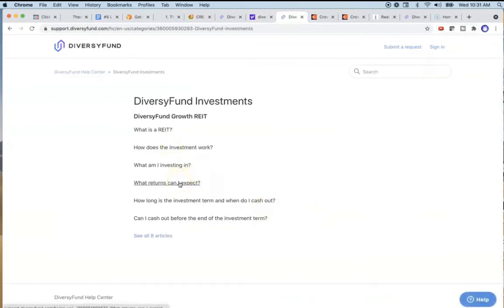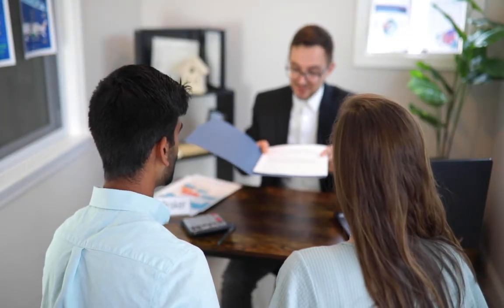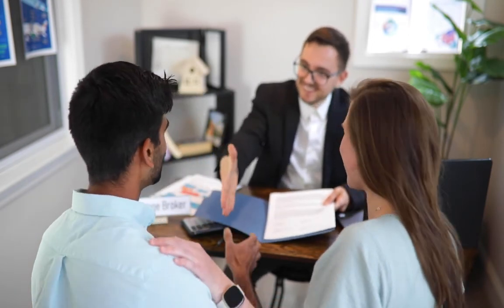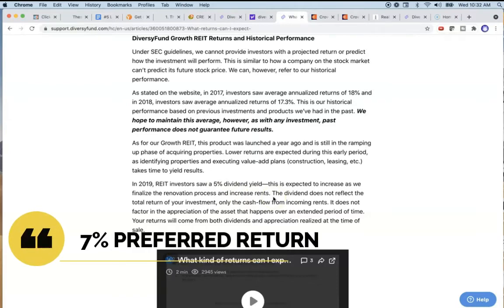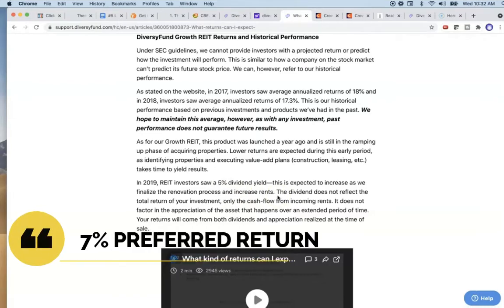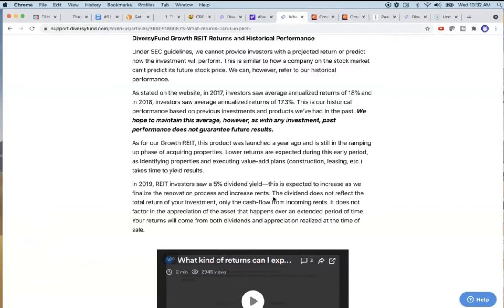What kind of returns can I expect? Well, there are two types of returns: dividends, which you get paid every month or every quarter, and then appreciation, and that's more of your IRR return, which they can't promise anything, but historically it's about 17%, which is in line with the whole U.S. They also say they saw a 5% dividend yield this past year, 2019, when they first started the fund, and they're looking for a 7% preferred return. Doesn't mean you're going to get it, but they are going to distribute as much funds to the investors up to 7% first. That's preferred.